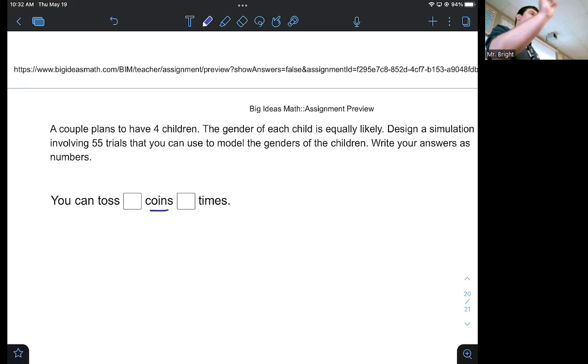So they're saying that you could use a coin for each child. And how many children is this family wanting to have? So how many coins will we have to flip? 4. So they're saying you could use 4 coins. And if you want to run a simulation to predict what you would get, they're going to want 55 trials. So you would flip these 4 coins together 55 times. And I bet after 55 times, you're probably going to get a lot of 2 boy, 2 girl families, because that's what we theoretically know should happen, because they're equally likely. But I know a lot of families of 4 that don't have 2 boys and 2 girls. So not guaranteed.